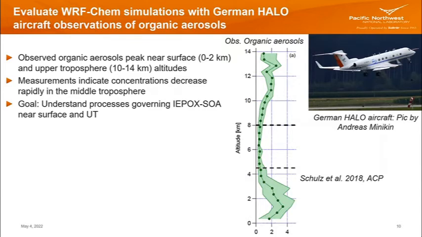So the main thing is we want to understand what causes this bimodal peak. Near the surface, obviously, you have emissions and more chemistry going on. But then even in the upper troposphere, what is causing the peak in organic aerosols and IEPOX SOA? Because in the upper troposphere, the temperatures are really low, 250 Kelvin, minus 50 degrees Celsius or so. That means at such low temperatures, whatever organic aerosol is existing, whether it's IEPOX SOA or monoterpene SOA, it is mostly in the solid phase. So I'm going to talk to you about that as well.